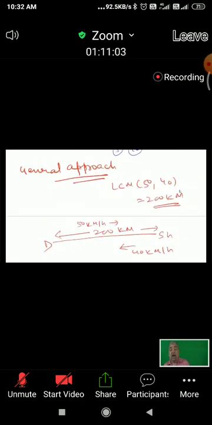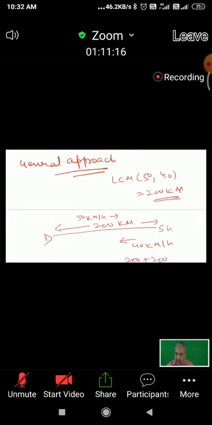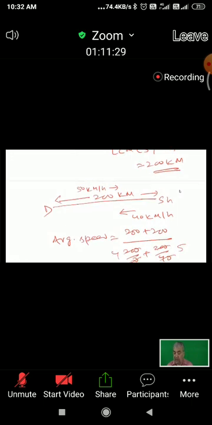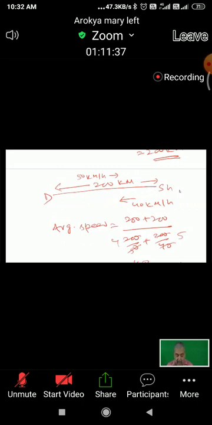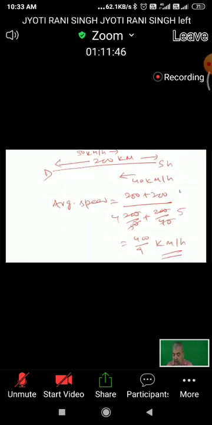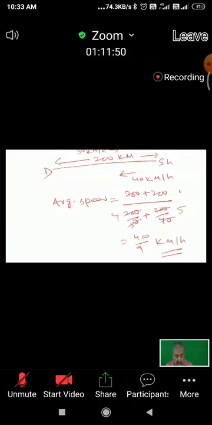So why have I taken 200 kilometers as the distance between Delhi and Simla? That is the LCM of the speeds 50 and 40. So going to Simla with the speed of 50 kilometers per hour and returning with the speed of 40 kilometers per hour, average speed will be distance traveled by time taken, that is 200 plus 200. Time taken will be 200 by 50 for going, and for returning 200 by 40. So 400 by 9 kilometers per hour. This is the approach, and it can be applied for any type of question.